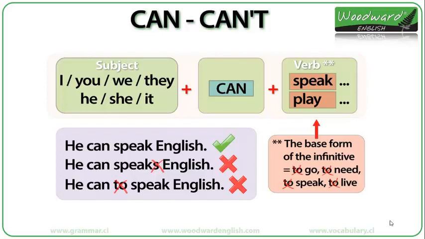We don't use any infinitive or any to with can, right? Here in the example, we would say he can speak English. We can't say he can speaks English. That is wrong. The use of s and es is not possible with the verb in can sentences. The same with he can to speak English. No, this is wrong. The simple form is he can speak English. In simple words, I would say there is no use of s and es or to in the sentences where we are using the auxiliary verb can, right?